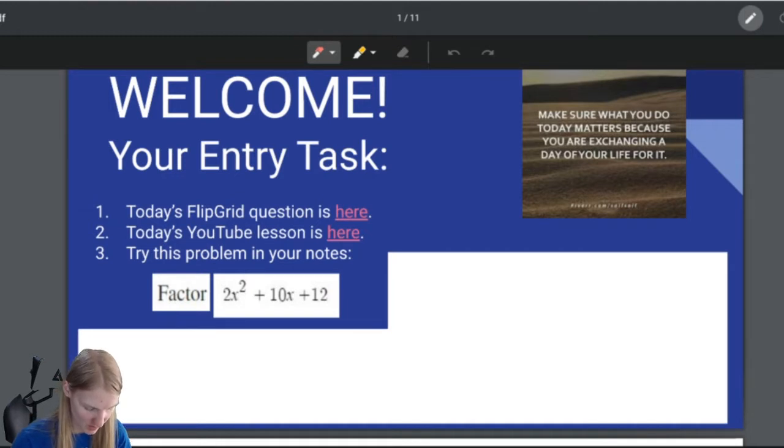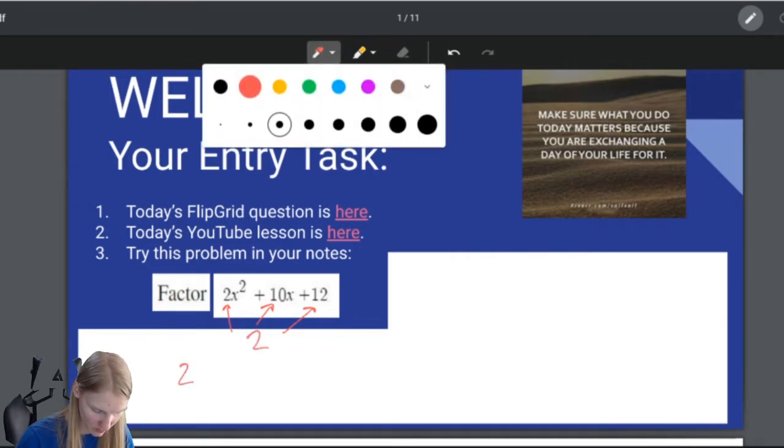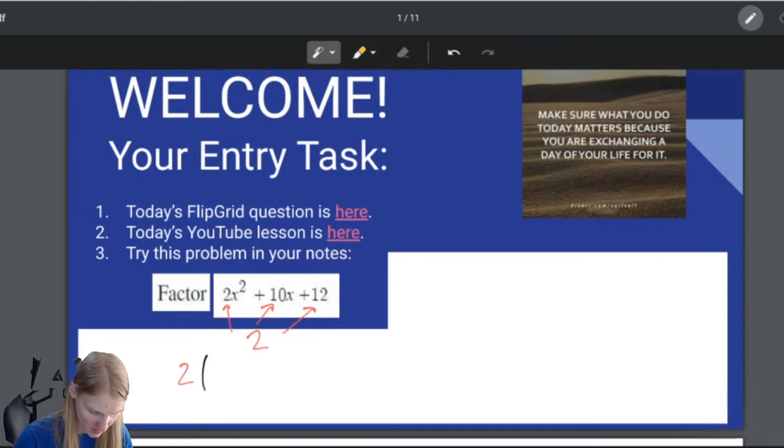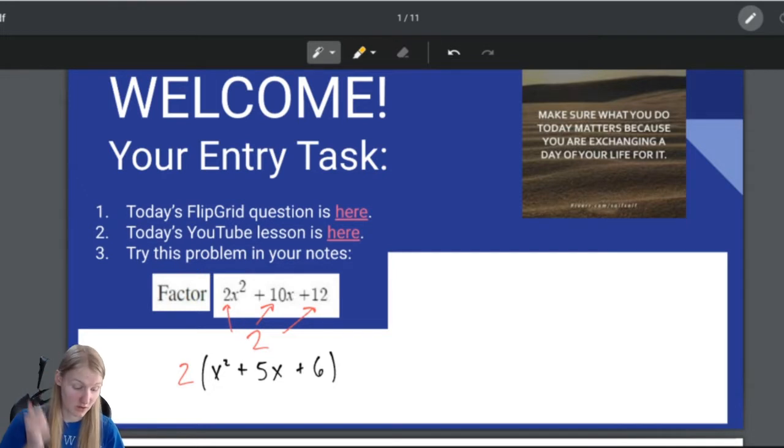I noticed that there is a 2 out front here. So let me see if I can find a GCF. I see a 2. 2 times 5 is 10, and 2 times 6 is 12. But it looks like all of these have a 2 in them. So let me pull out a 2, and I'll get x squared plus 5x, because 2 times 5 is 10, plus 6, because 2 times 6 is 12.